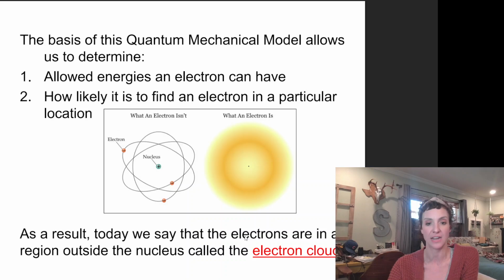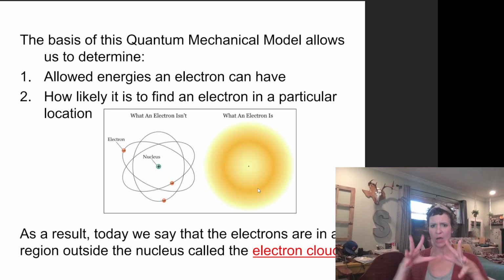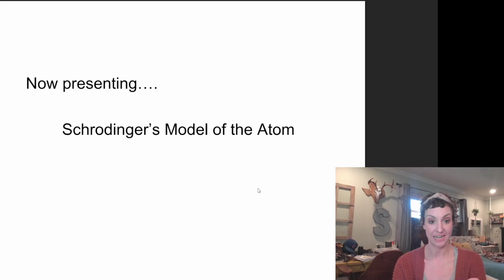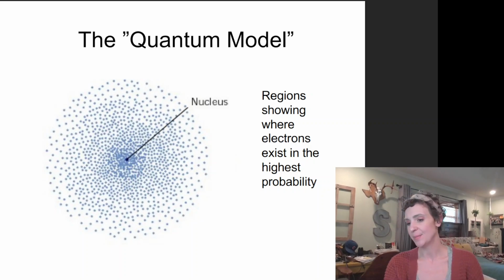As a result, today we say that the electrons are in a region outside of the nucleus called the electron cloud. Here we've shifted our thinking of what the atom looks like from electrons orbiting the nucleus to this general cloud where we only have an idea of the probability of where an electron may be. So presenting Schrödinger's model of the atom, the quantum model.